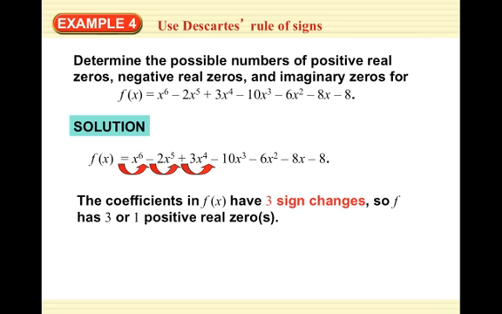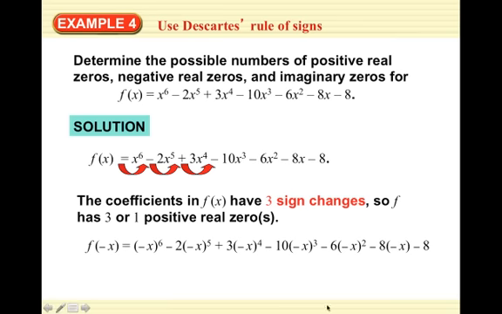All right, now we're going to do the same thing with f(-x). So the first thing we have to do is plug in negative x and evaluate. So we get f(-x) = (-x)^6 - 2(-x)^5 + 3(-x)^4 - 10(-x)^3 - 6(-x)^2 - 8(-x) - 8.